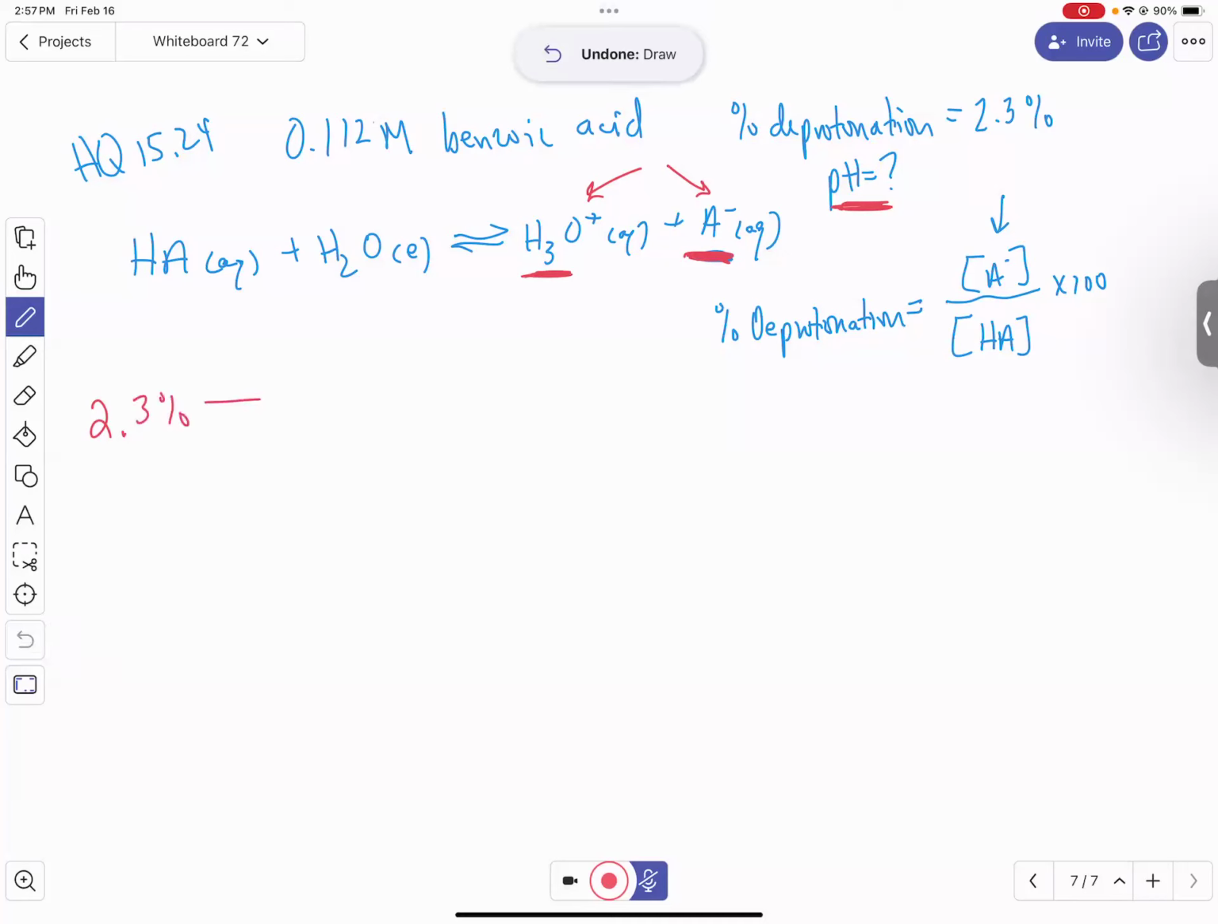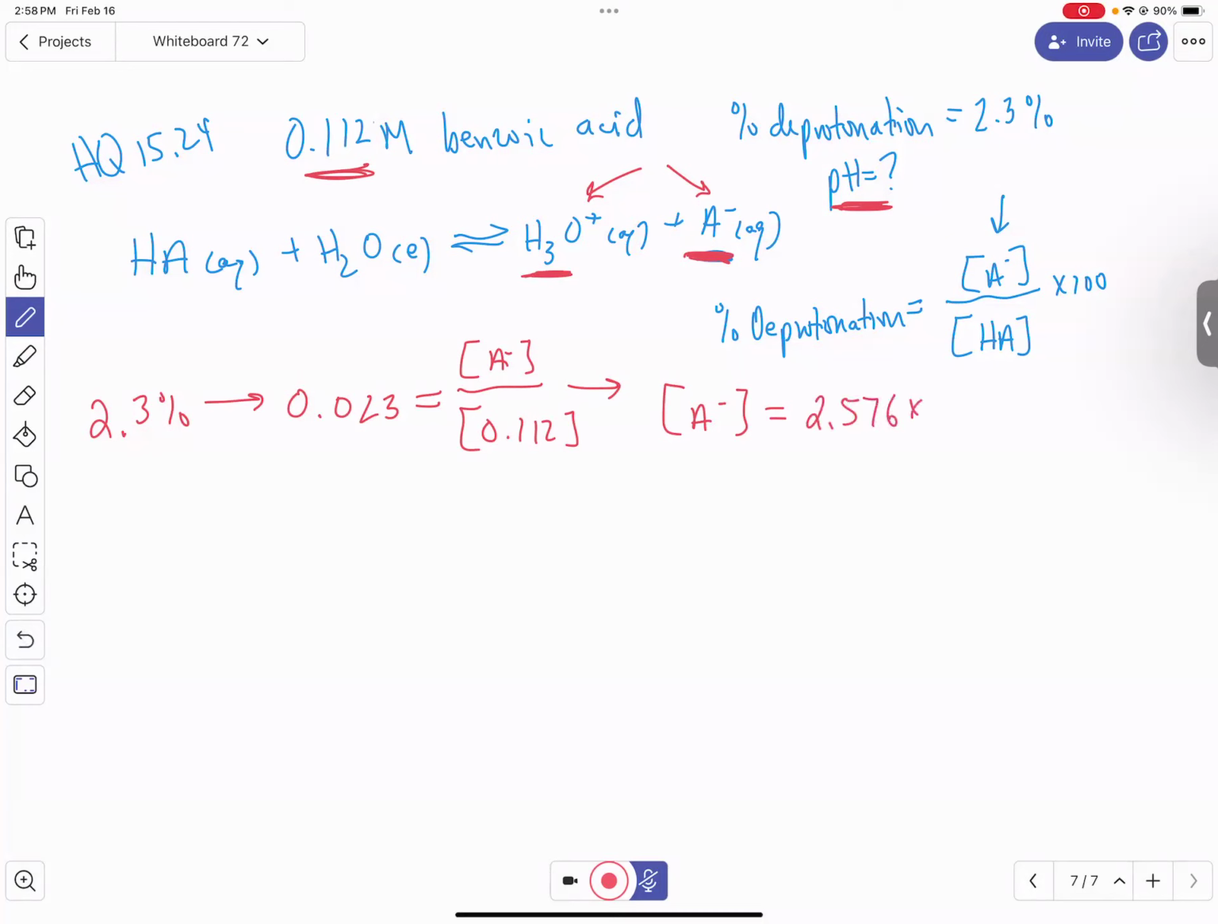So my percent deprotonation is 2.3%, which when we get rid of the percent is 0.023. So that equals the concentration of my conjugate base all over the concentration of my acid, 0.112. All right, so we're going to multiply. The concentration of my conjugate base equals 0.023 times 0.112, and my conjugate base is about 2.576 times 10 to the minus 3 molar.